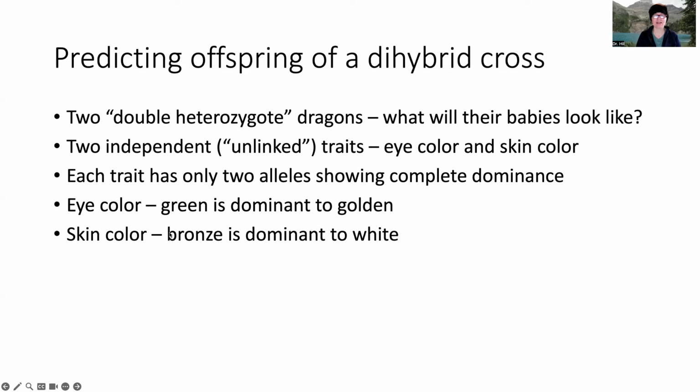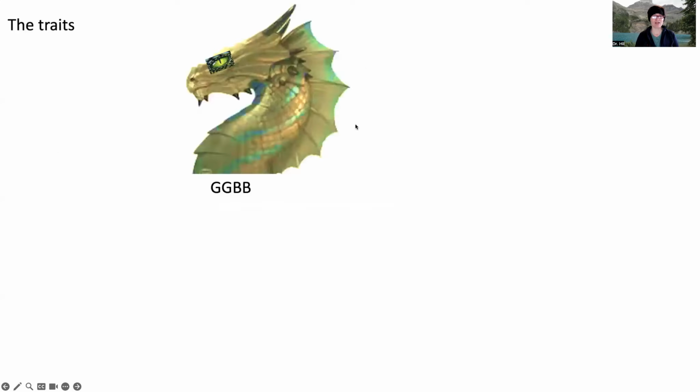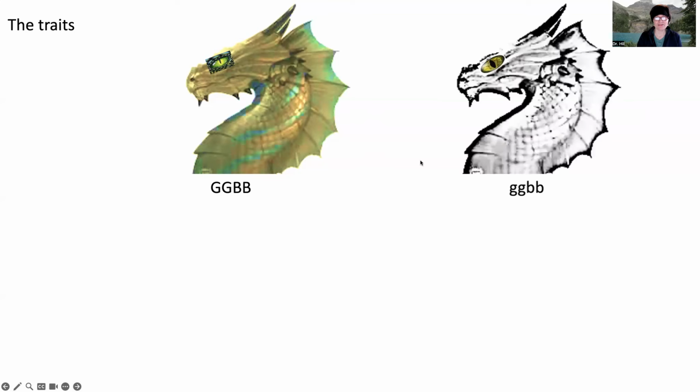Skin color, I'm going to say the two options are bronze and white, and bronze is dominant to white. So here is what a true breeding homozygous dragon would be genotypically and what it would look like. If both the eye color alleles were big G for green, and both the body color alleles were big B for bronze, then it would look bronze with green eyes. There's lots of other combinations you could have, but the recessive dragon would have two recessive alleles for golden eyes, and two recessive alleles for body color, which would be white.